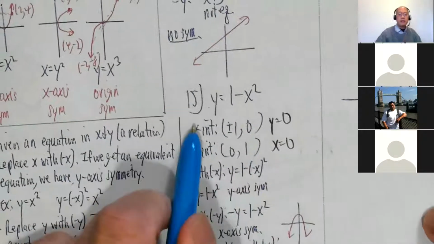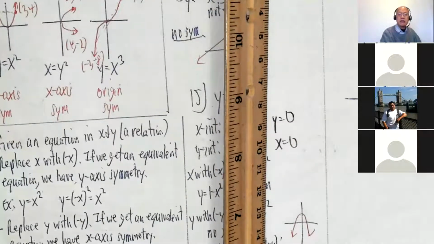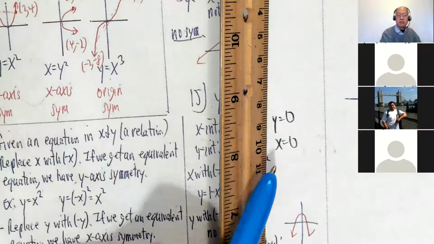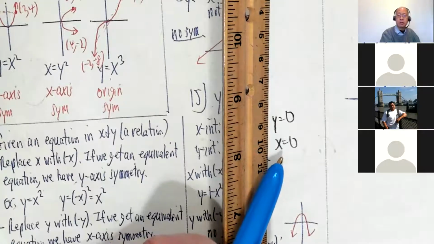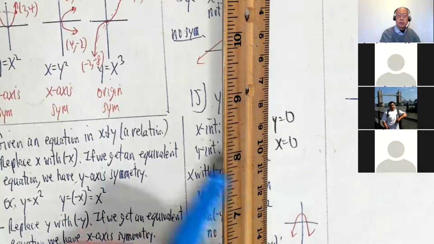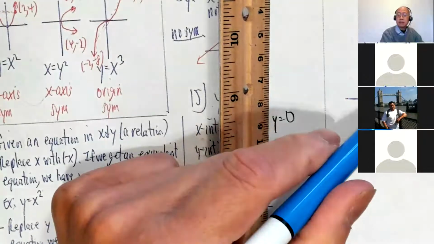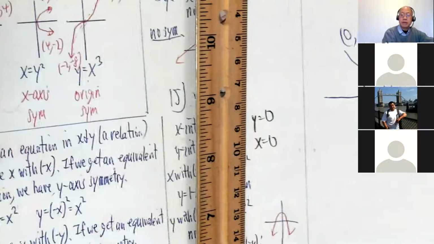Okay, it asks for the intercepts. So remember the protocol for intercepts: x-intercept means plug in y equals 0. Y-intercept means plug in x equals 0. You can put that on your cheat sheet, on your formula sheet if you wish, for the test. Okay, so x-intercept, again, look at this picture. X-intercept, y is 0. Y-intercept, x is 0.